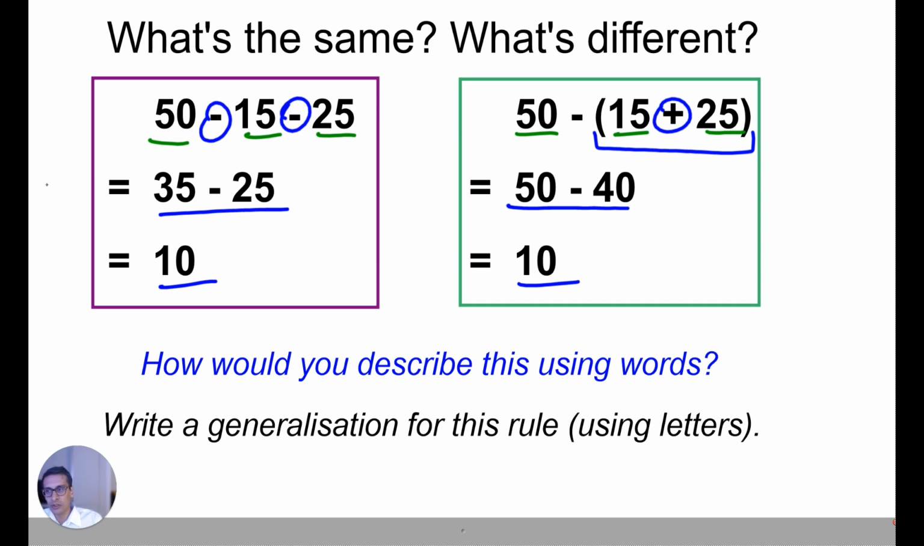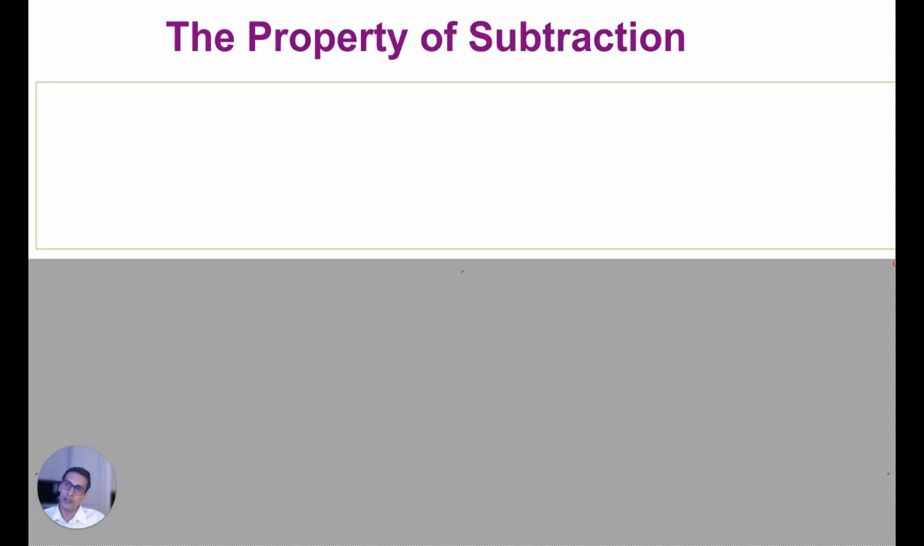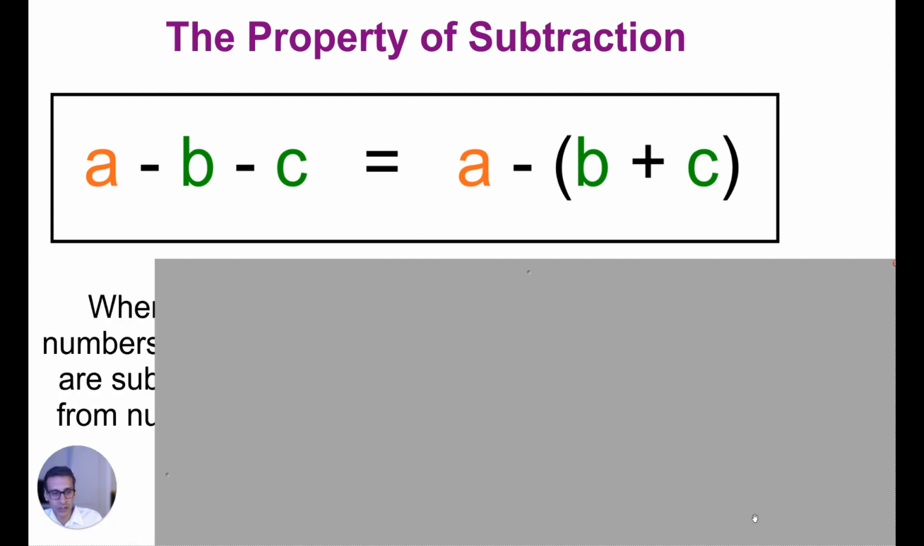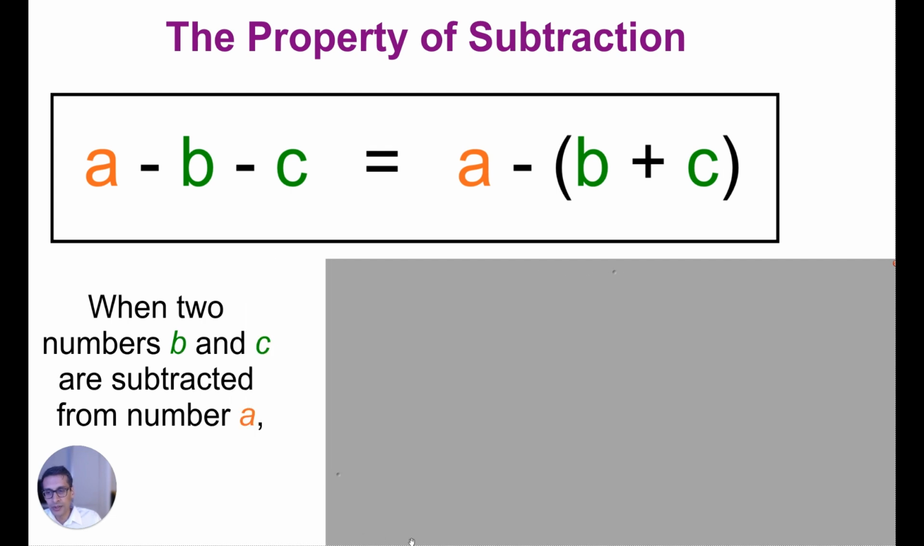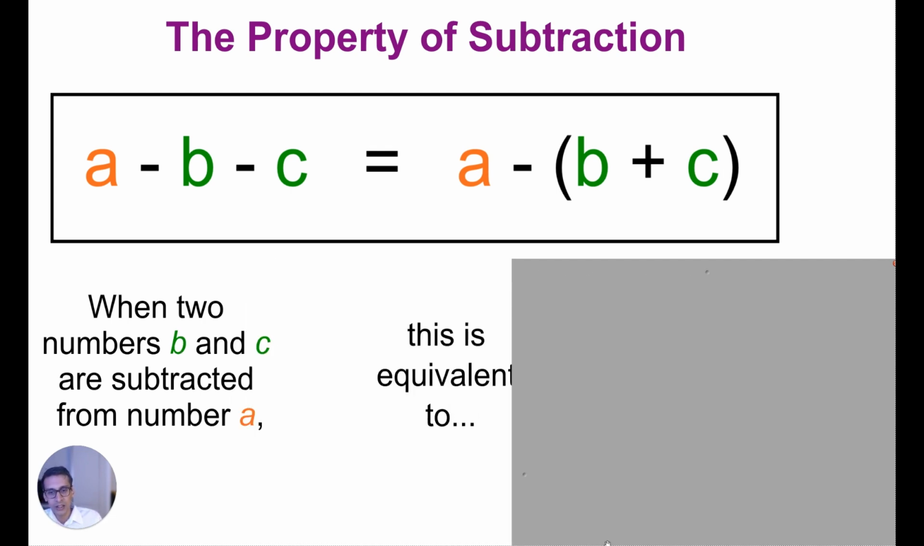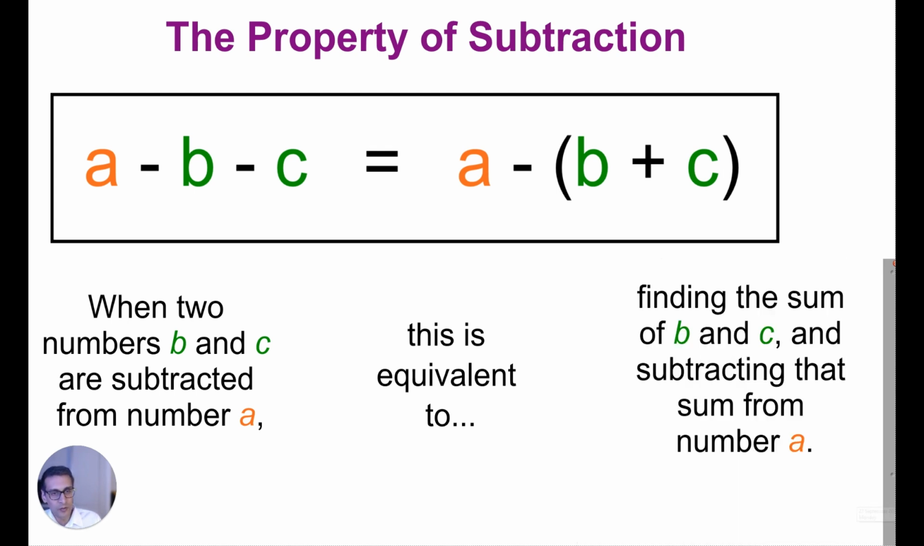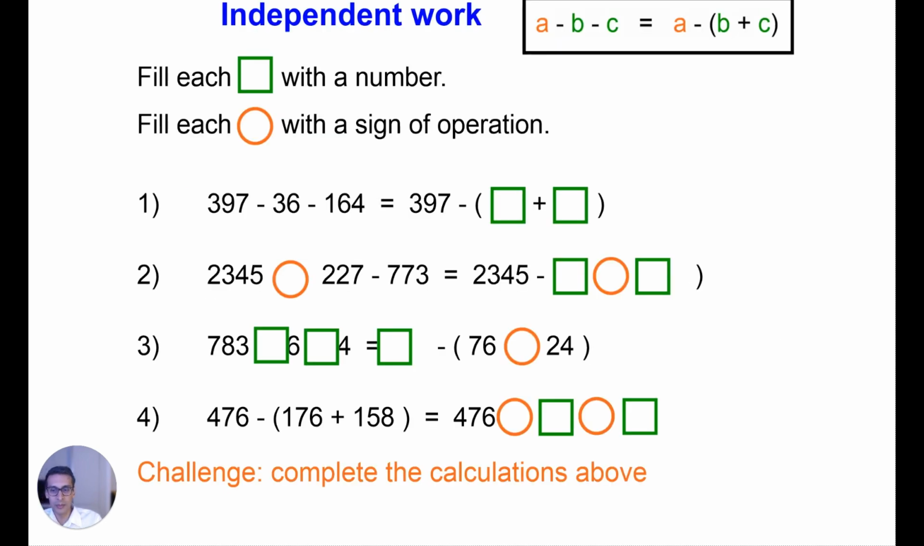So let's write down the property of subtraction in your books. So this is what the property of subtraction looks like. A minus B minus C is equivalent to A take away B plus C. So if we read this out, it would look a bit like this. When two numbers B and C are subtracted from A, it's equivalent to finding the sum of B and C and then taking that away. So you don't need to copy the text, you just need to copy the generalization in the box. Pause the video if you need time to do that, I'm going to move on to some independent work.